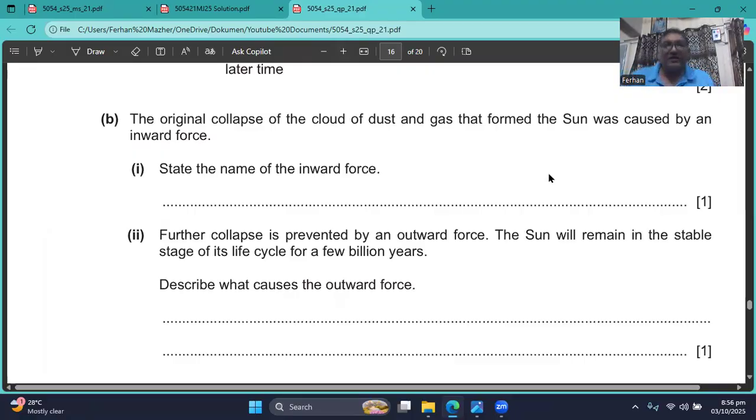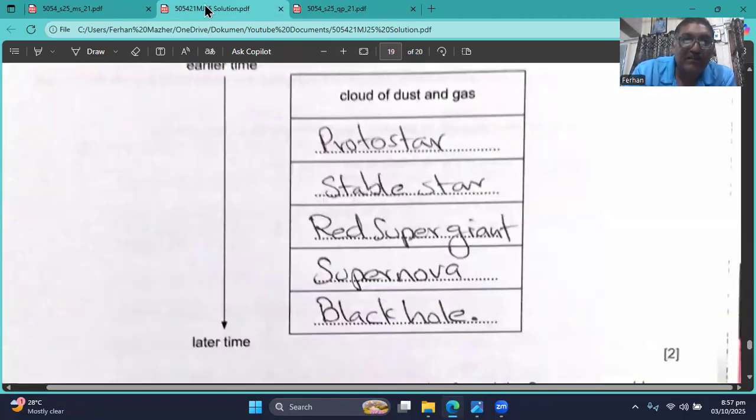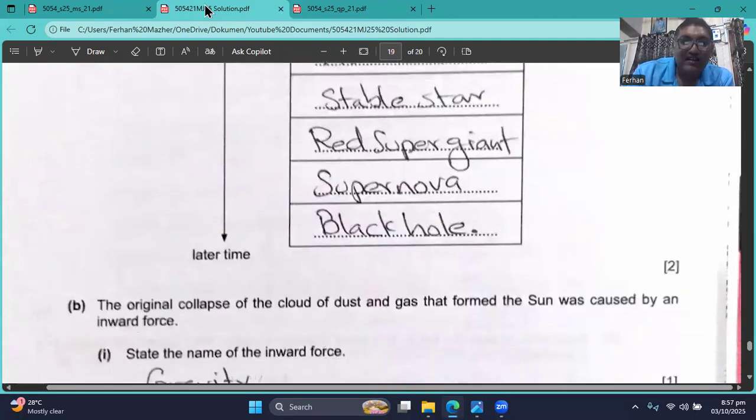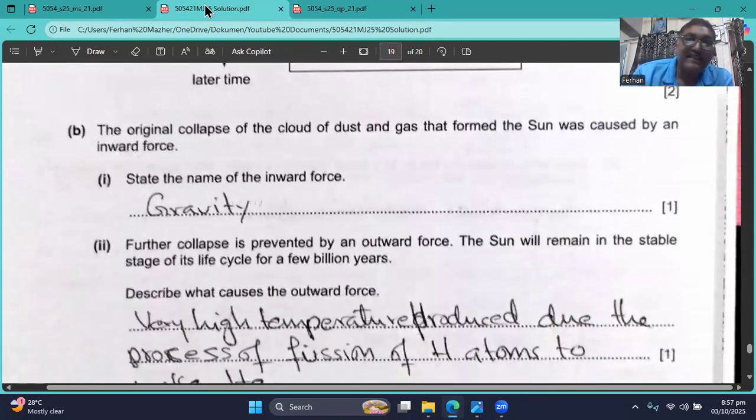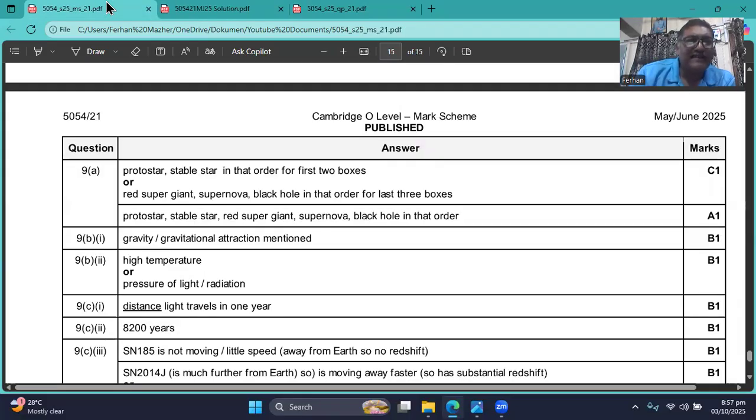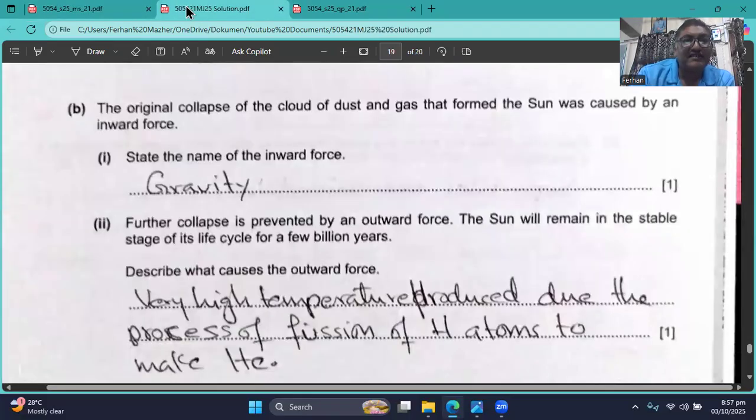The B part of question number 9: the original collapse of the cloud of dust and gas that formed the sun was caused by an inward force. State the name of that inward force. The gravity in the core of that cloud of dust is causing the inward force, the gravitational pull. The gravity, you can say. So it's a very simple, straightforward answer, sir.